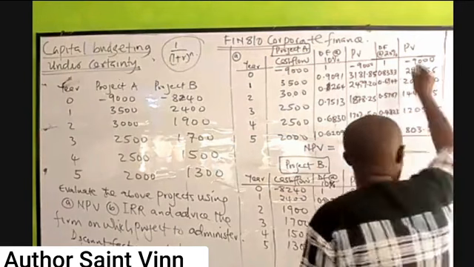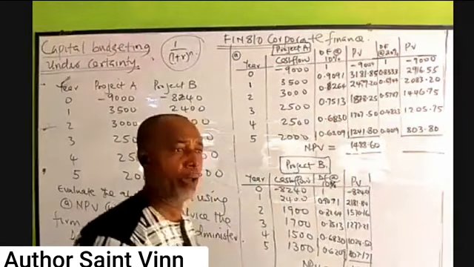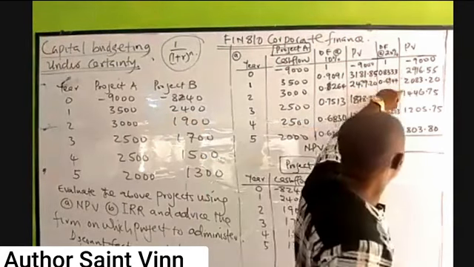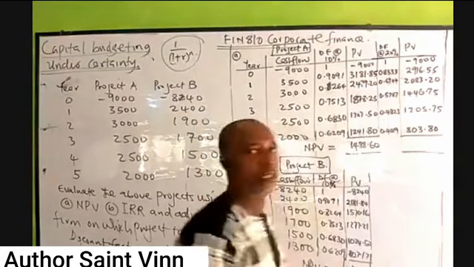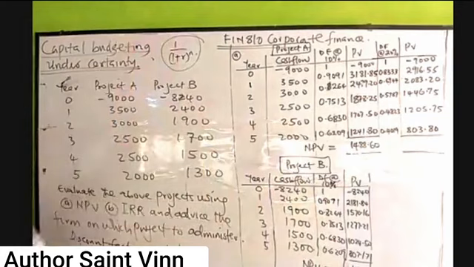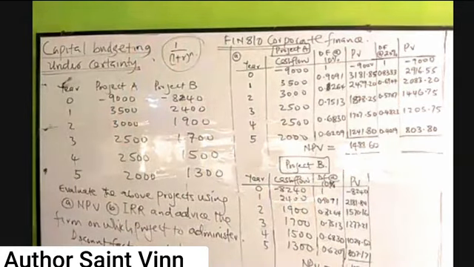1205.75. I can see we are getting negative here. It's very clear. This is 2. Minus 9,000 plus the rest. What do you have?